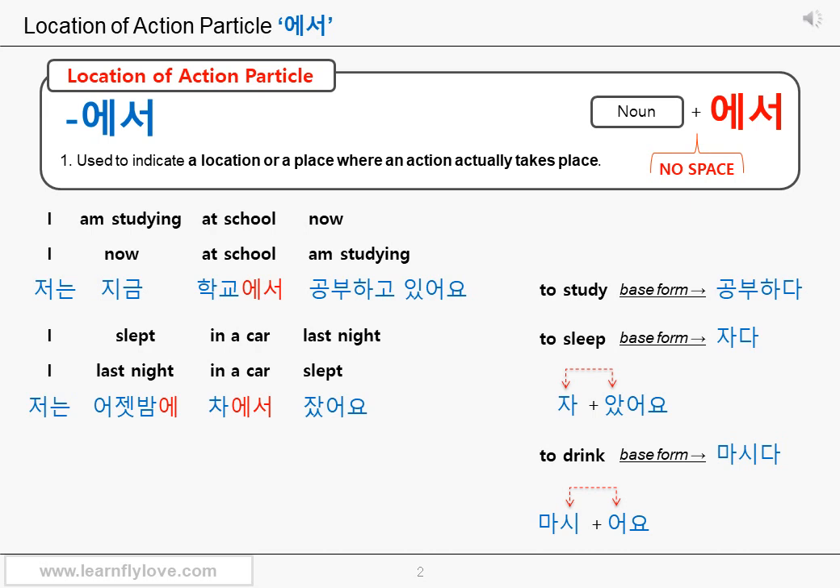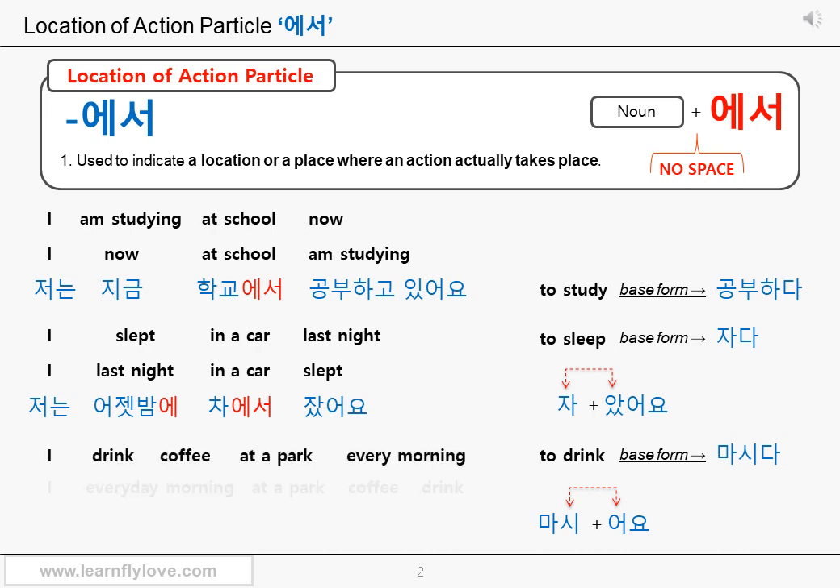Slept. The base form of the verb to sleep is 자다. You slept. It's in the past tense, so you add the ending 았어요 to the stem 자. 자 and 았 sound must be combined, and it becomes 잤. 잤어요. I, 저는, last night, 어젯밤에, in a car, 차에서, slept, 잤어요. 저는 어젯밤에 차에서 잤어요. It's nothing, right?